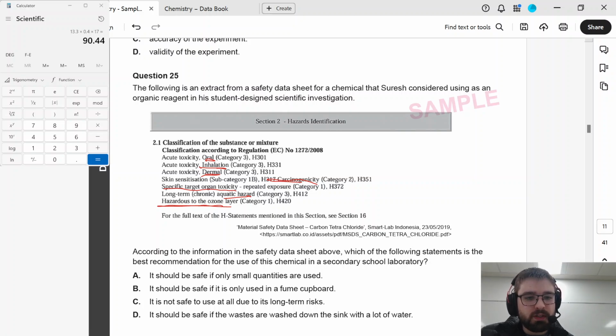It should be safe if only small quantities are used. It should be safe if it is only used in a fume cupboard. It is not safe to use it at all due to its long-term risks. It should be safe if the wastes are washed down the sink with a lot of water. So I'm going to say D is out of the question because they say it's a long-term aquatic hazard. Man, this is such a subjective one in terms of what is the threshold for what is safe in a secondary school lab.